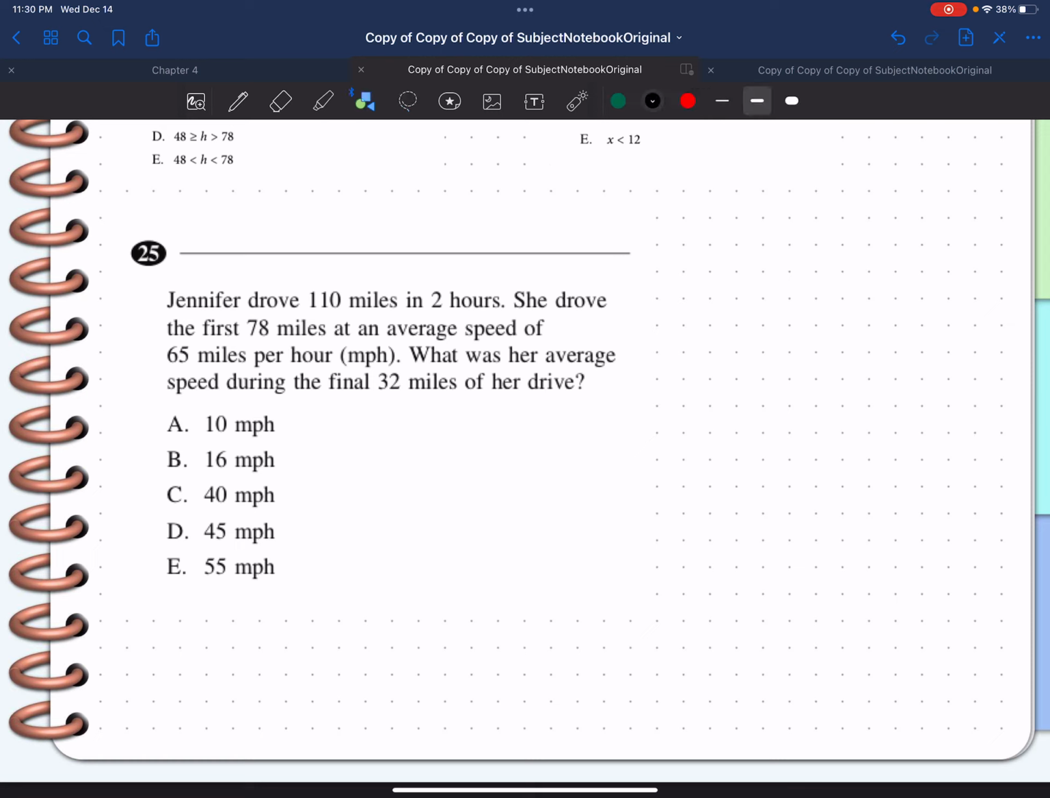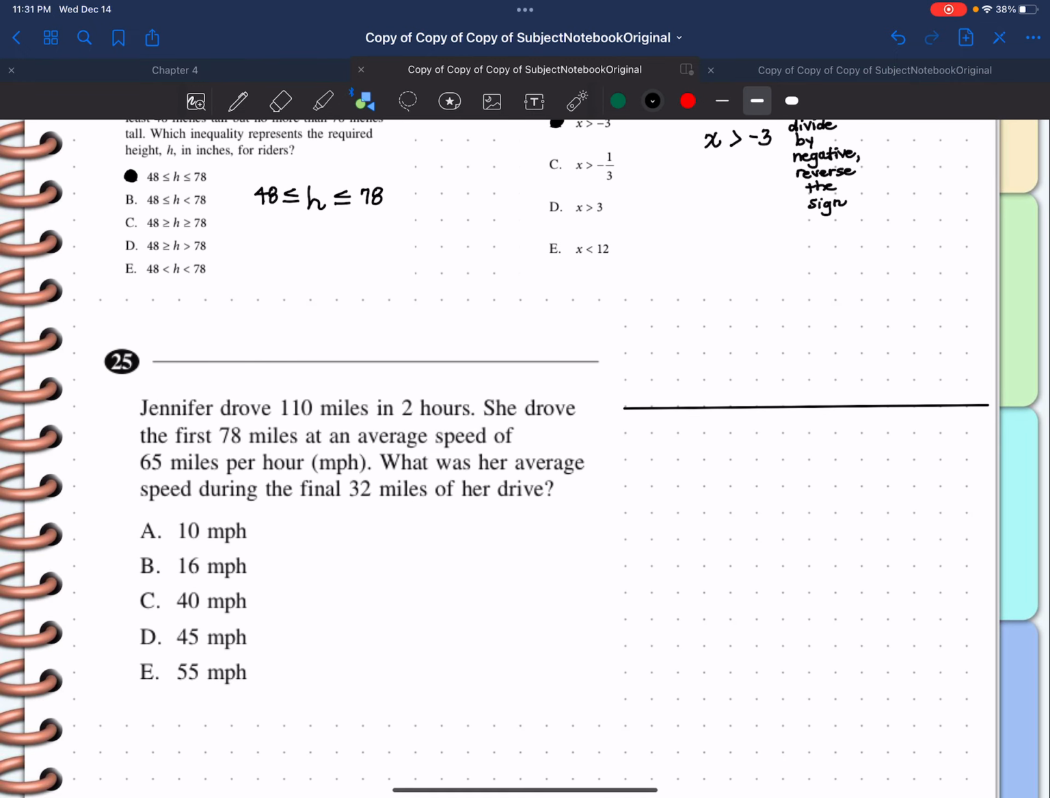So I'm going to draw this one. That's long been a habit of mine. If someone or something is moving, I like to draw a picture. So we know that she drove 110 miles. And we know that it took her 2 hours. Okay, so really, I want to put those values over here because this is the final amount of time. So let me just move those over out of the way.